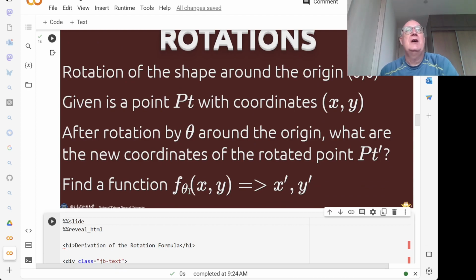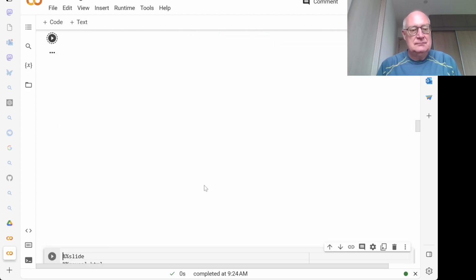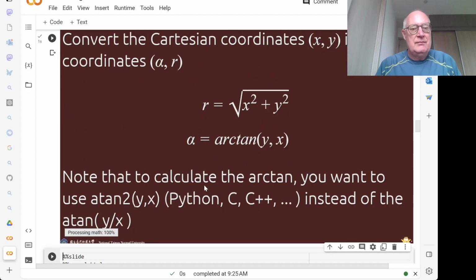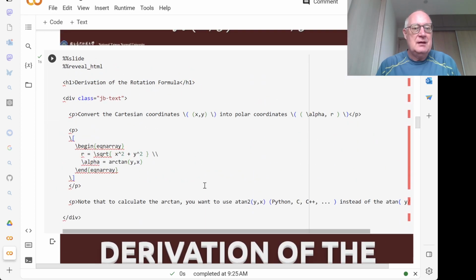So we want to find a function f that is a function of theta and x and y, and then spits out the new coordinates x dash and y dash. Now, without looking up the answer, how would you approach this problem?